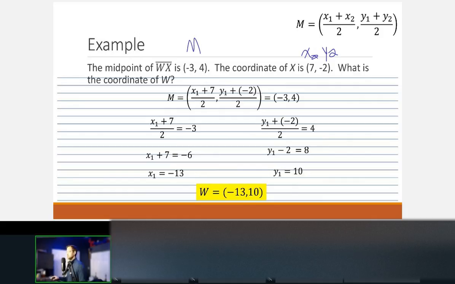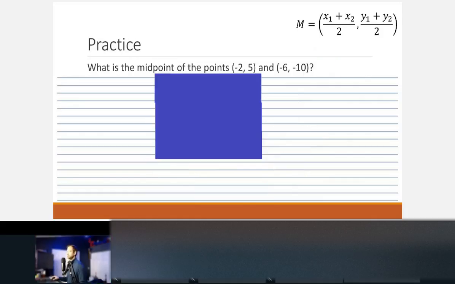Let's go on to another one. All right, everyone, quickly do this one. I'm going to give all of you a minute and a half to solve this one.